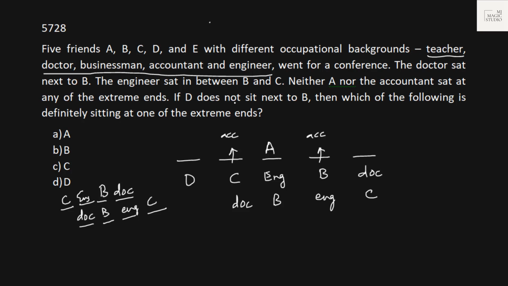Now the question is, which of the following is definitely sitting at one of the extreme ends? We get a D here. A is the engineer according to this. C or B are accountant, doc here. We can get a D here again. D does not sit next to B. It has to be D. And it is confirmed that D would be sitting at one of the extremes. It should be D.